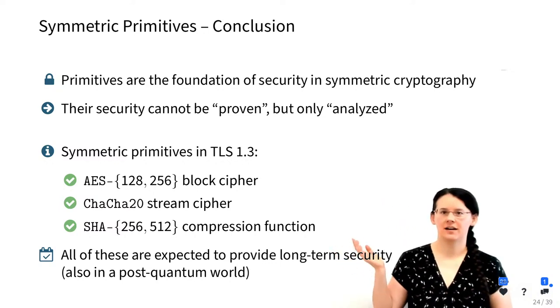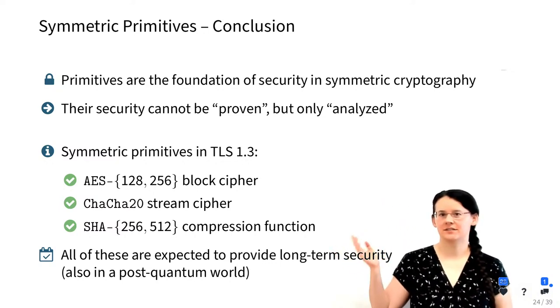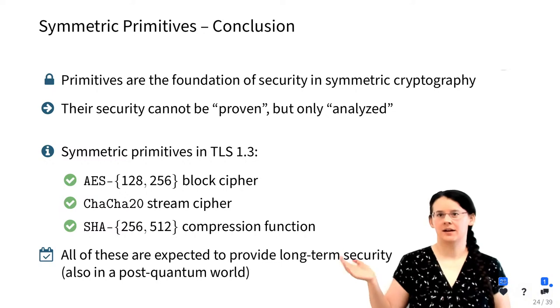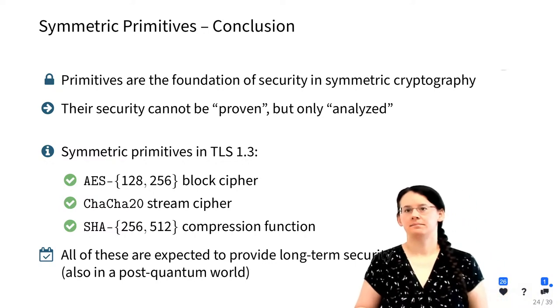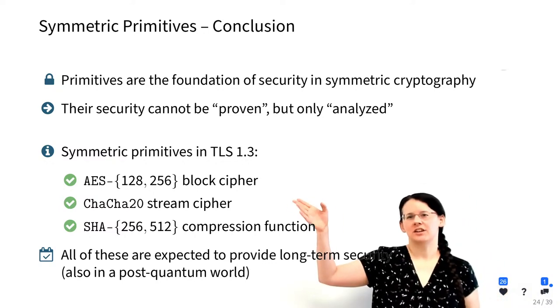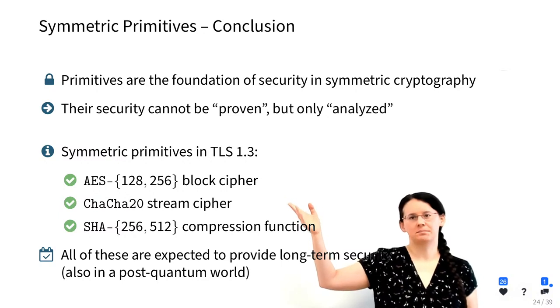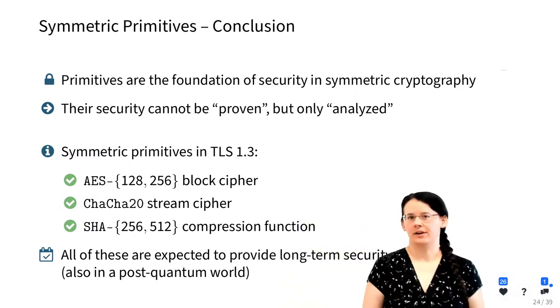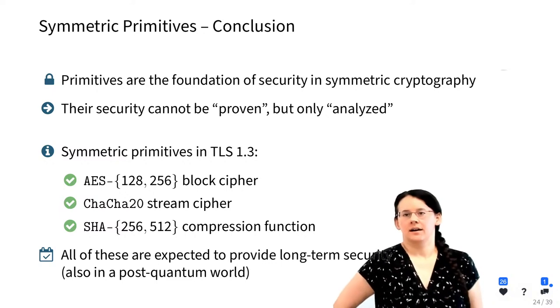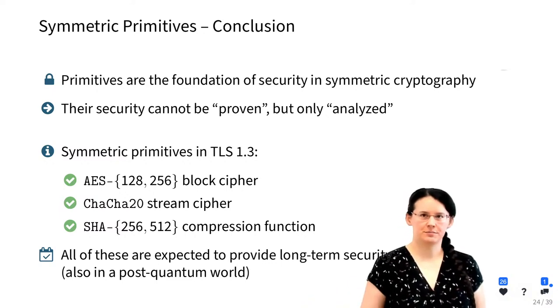Now, all of these are expected to provide security for quite a long time. So SHA-2 has a pretty large security margin. ChaCha hasn't received that much analysis, but it also looks pretty good so far. And AES has been trusted for a very long time. Okay, so that's the summary of the primitives part.